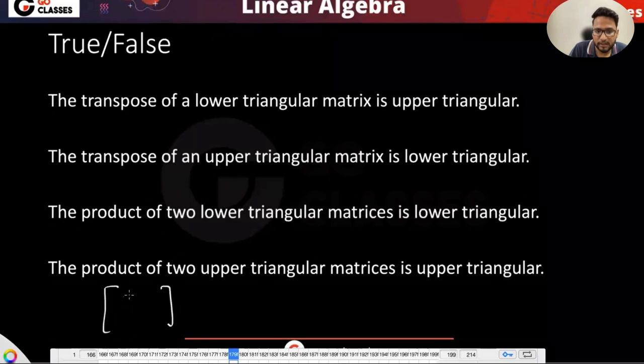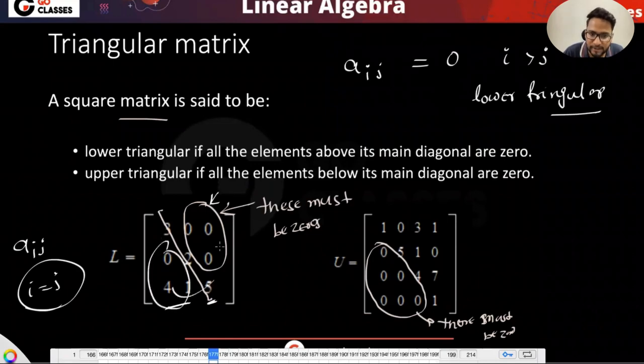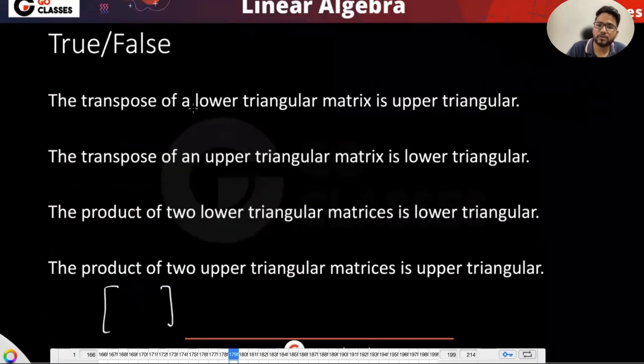Reason being, see, what does transpose do? Let me go to that page. It basically flips across the diagonal, which means it just flips these elements here and these elements here. So yes, if you are flipping these two elements, then you will get this. So the transpose of lower triangular is upper triangular, so this is true, and the transpose of upper triangular is lower triangular. This is just true.